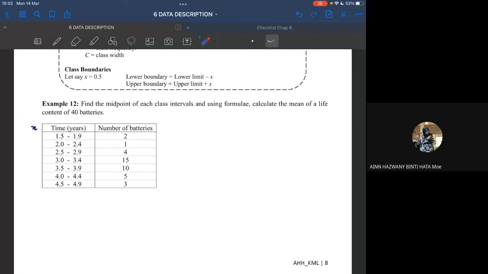So here we have 1.5 plus 1.9 divided by 2, we have 1.7 dekat sini. Okay. 2 plus 2.4 divided by 2, kita ada 2.2. 2.5 plus 2.9 divided by 2, kita ada 2.7. And samalah 3.2, 3.7, 4.2, 4.7. Okay, so that is our midpoint.